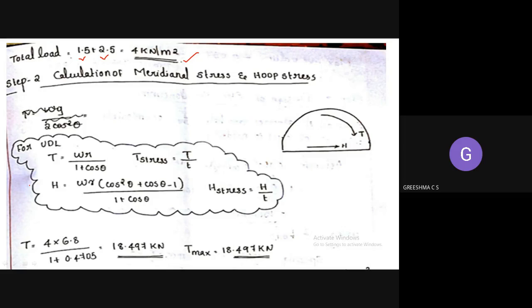Now you can substitute all these values. All the values are known. So here 4 indicates the load, that is UDL. Here W indicates the UDL, the load that is applying on the dome. R എന്ന് പറഞ്ഞു കഴിഞ്ഞാൽ radius of that dome. T indicates the thickness.